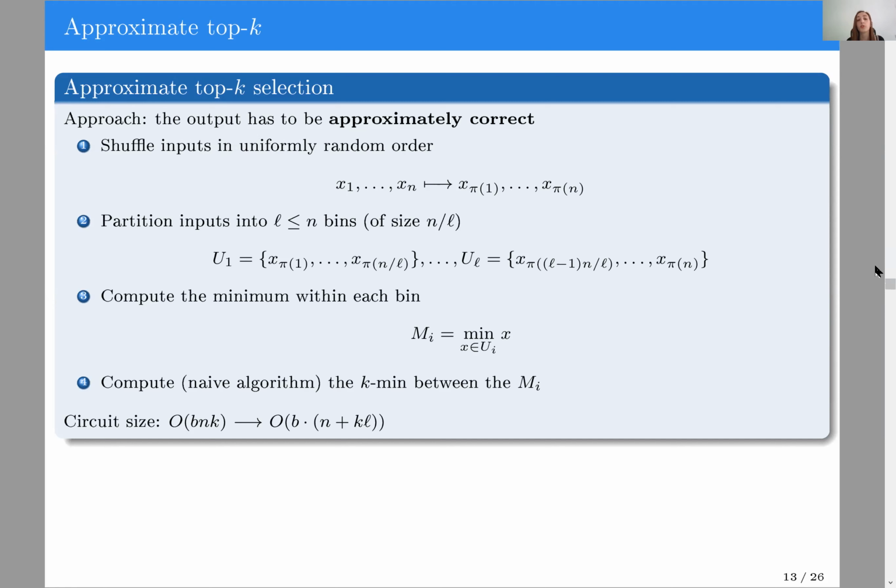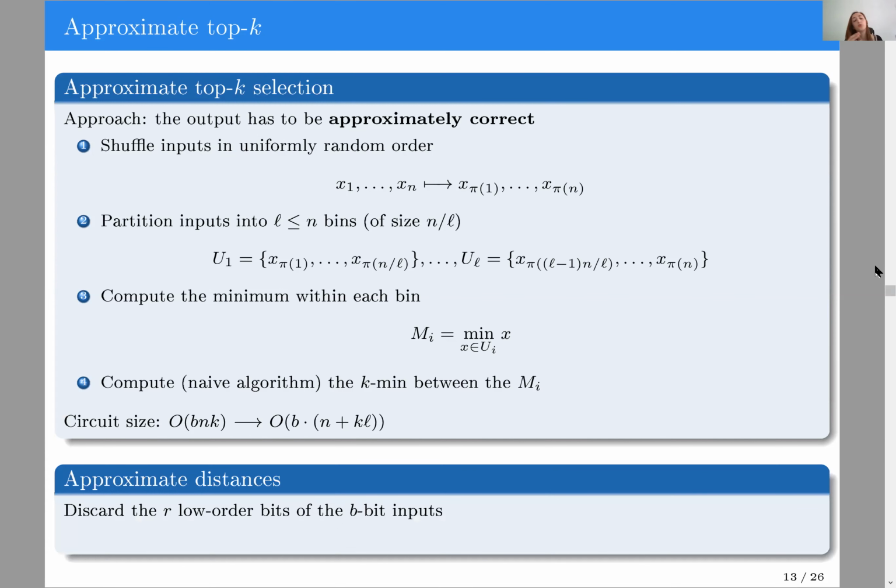So this, by accepting an eventual error in the answer, is going to reduce the circuit size from the naive approach, which was of the order of B times N times K, where B is the size of the input, N is the size of the dataset, and K is the number of minimums that we're looking for, down to B times (N plus KL). Generally, or at least in our application, N is extremely large compared to K and to L. So this will result in an important factor of improvement.